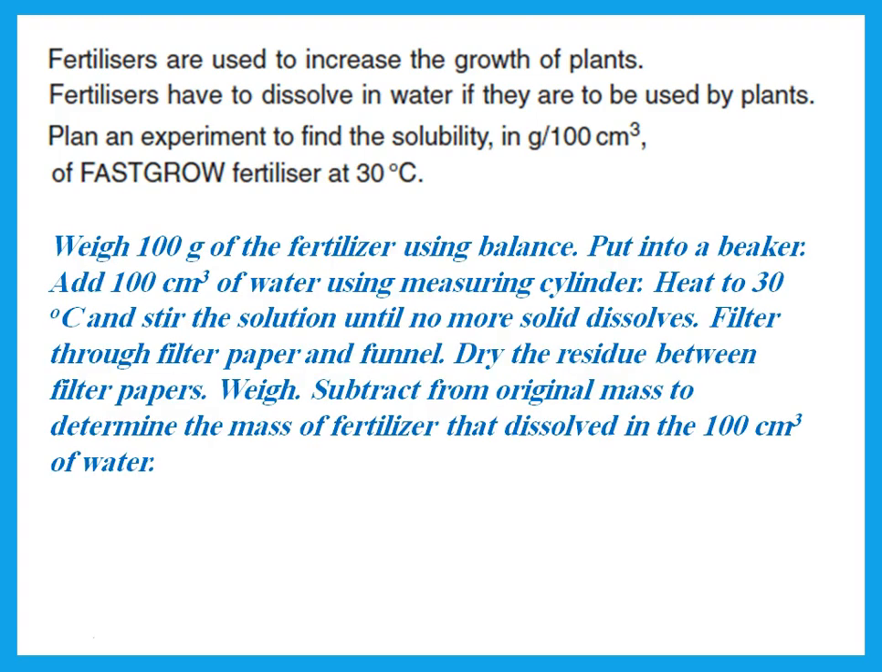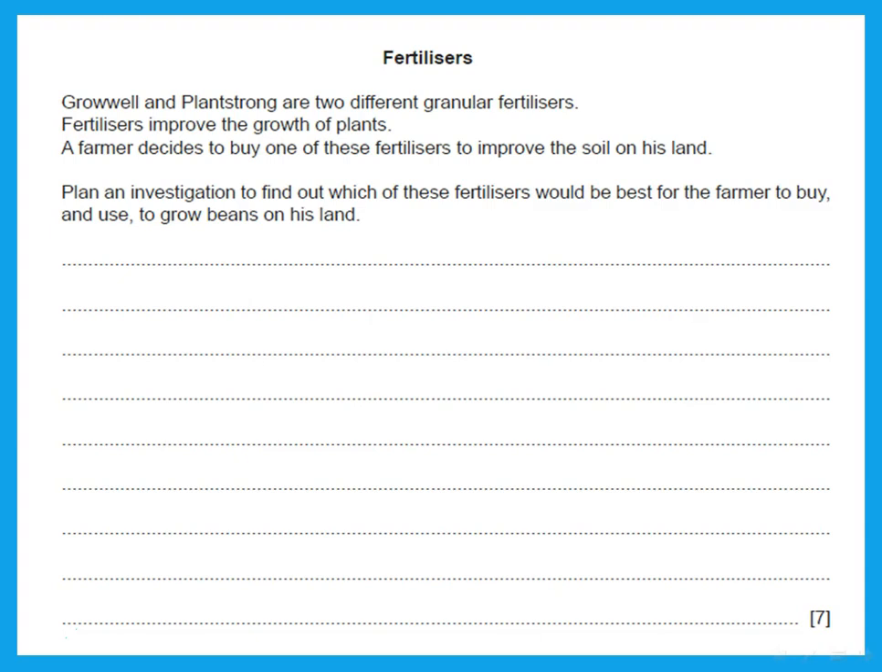So what do we do? Weigh 100 grams of the fertilizer, for example, using a balance. Put into a beaker, add 100 centimeter cubed of water using a measuring cylinder because he wants the solubility in 100 centimeter cubed. Heat to 30 degrees Celsius, this is the temperature he wants. Stir the solution until no more solid dissolves. Filter through filter paper and funnel. Dry the residue between filter papers. Weigh, subtract from the original mass to determine the mass of fertilizer that dissolved in 100 centimeter cubed of water.